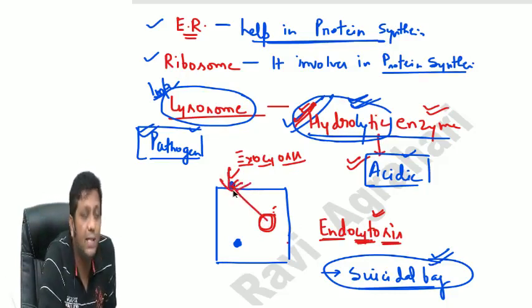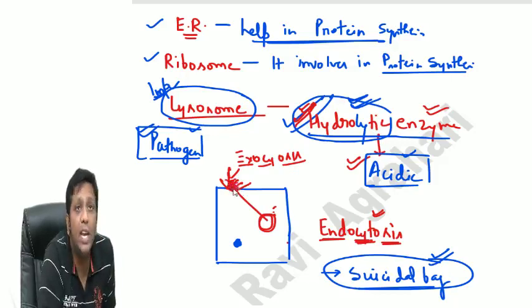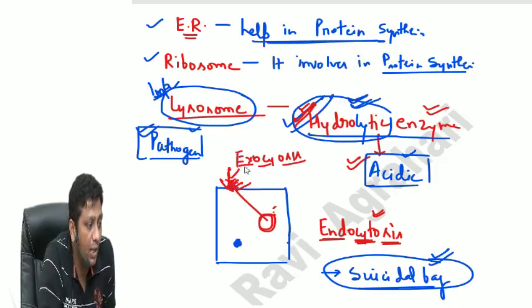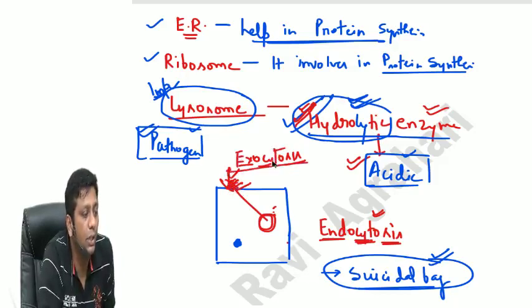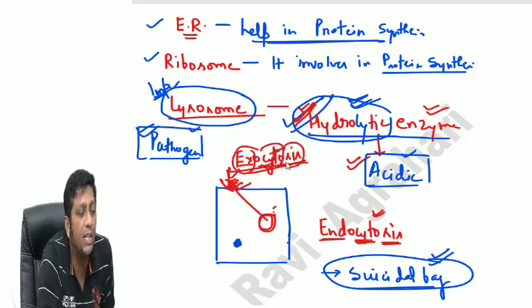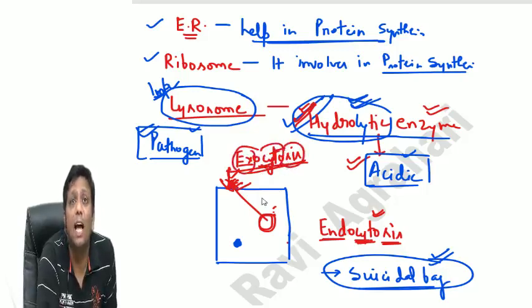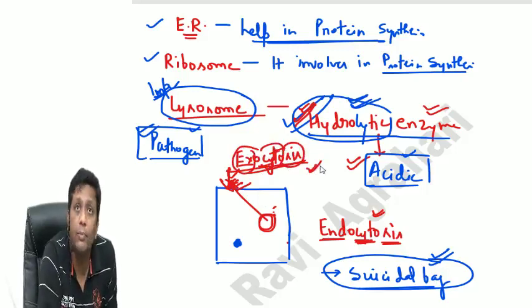This hydrolytic enzyme, acidic in nature, dissolves protein outside. If outside protein is damaged and bacteria and viruses die, then it is called exocytosis. This mechanism is called exocytosis. Exo means outside, cyto means cell, and sis means death. Outside cell death happens. This is called exocytosis.